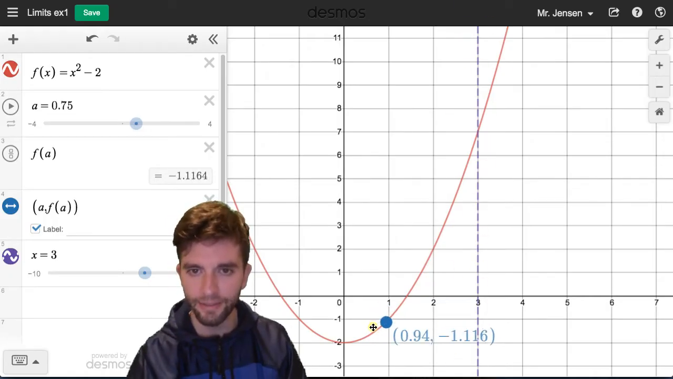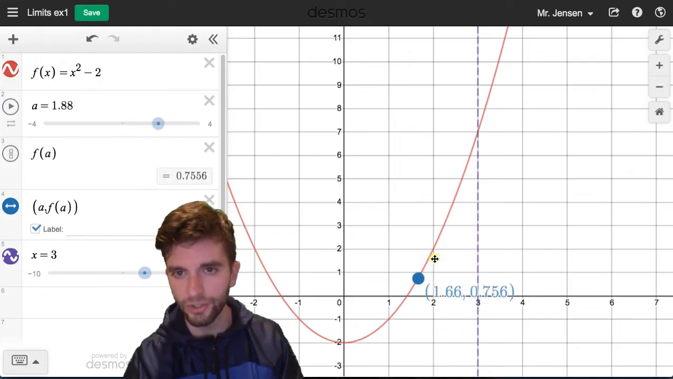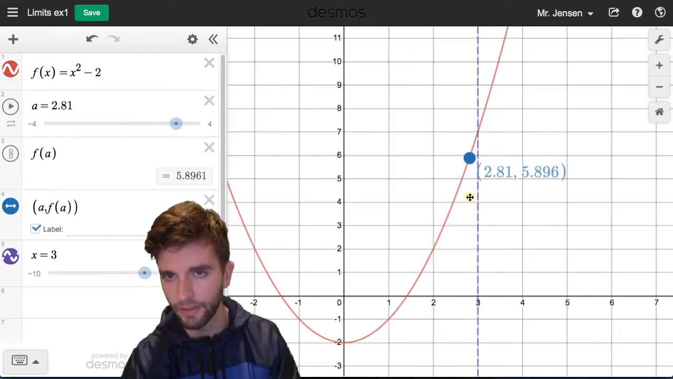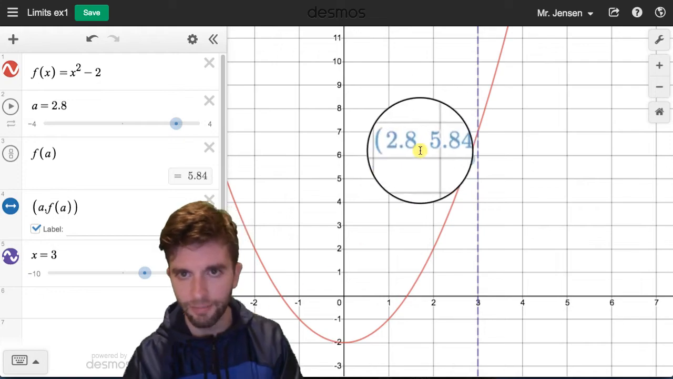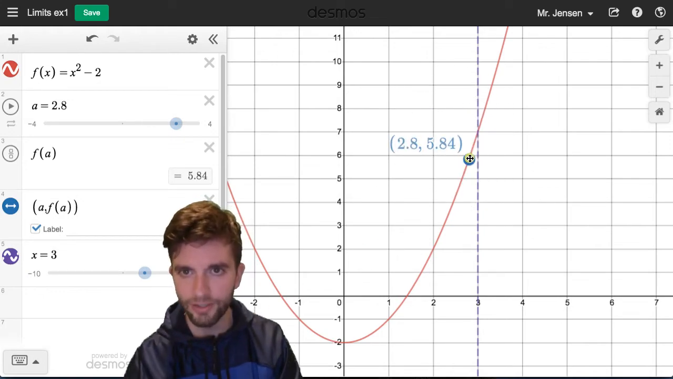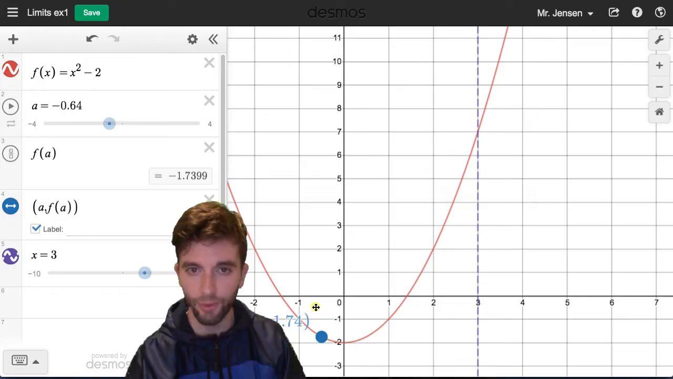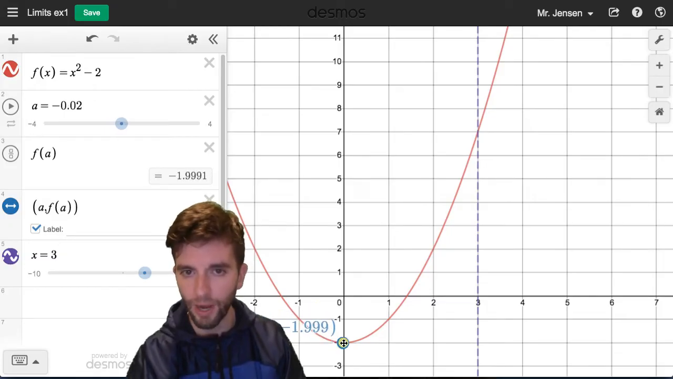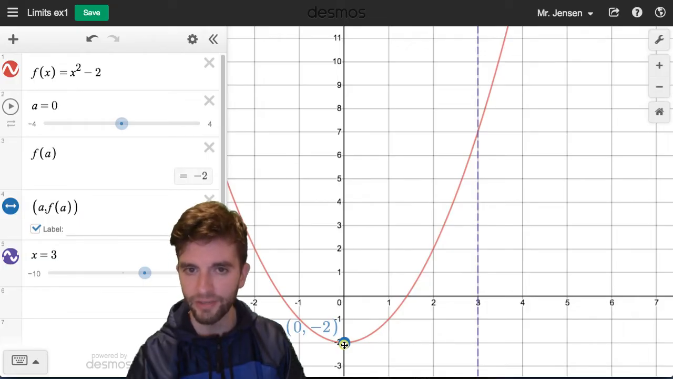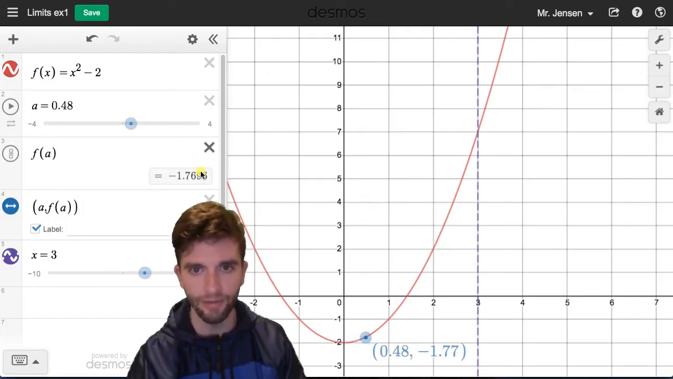As I drag this dot closer to an x value of 3 from the left side of 3, pay attention to the y values. What do they look like they're getting close to? That's what we're doing. We're finding the limit of the y values as the x values get closer to 3 from the left side of 3. So right now the x value is at 0. I'm going to move that x value closer to 3 and then pay attention to what's happening to the y values, and you can also see the y values here.